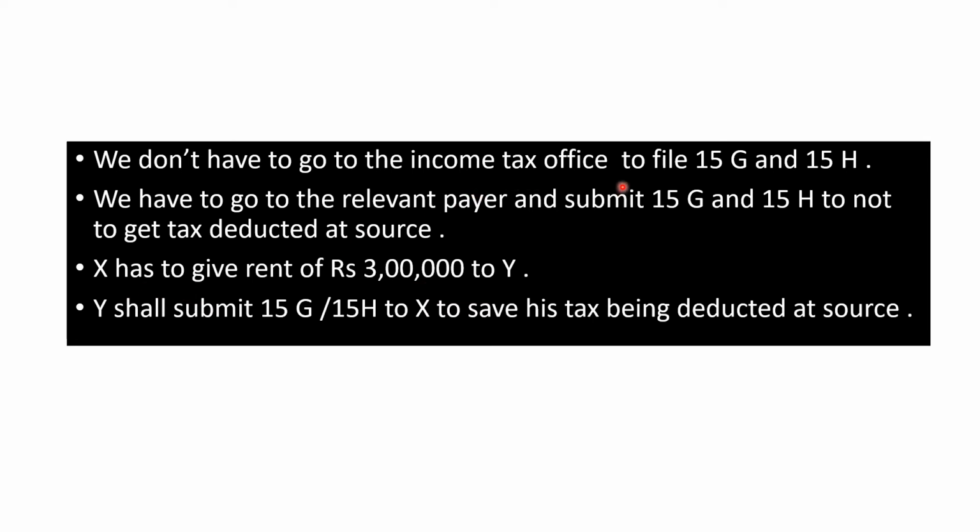You don't have to go to the income tax office. You don't have to go to any government department to submit your Form 15G and 15H, because it is a declaration for tax not being deducted at source. So where will you file this? You will file it at the source. At the source, who is giving you the income? That person. You have to deposit this form to that person who is giving you income. In this example, X has to give a rent to Y, so Y will submit it to X. Okay.